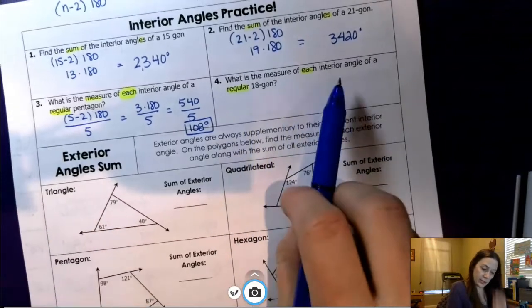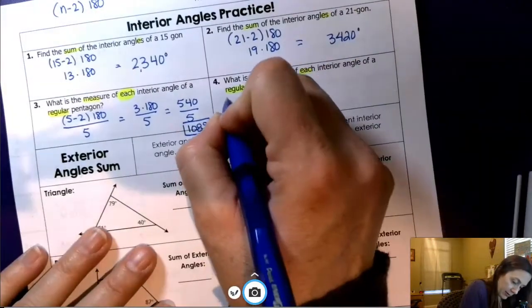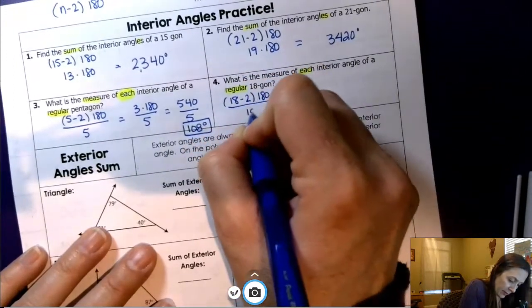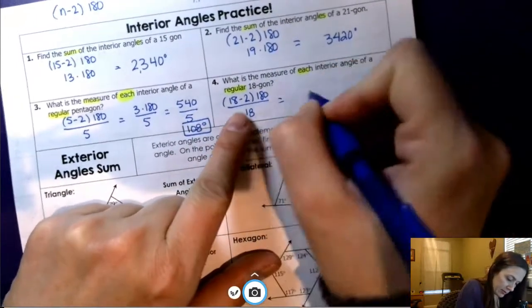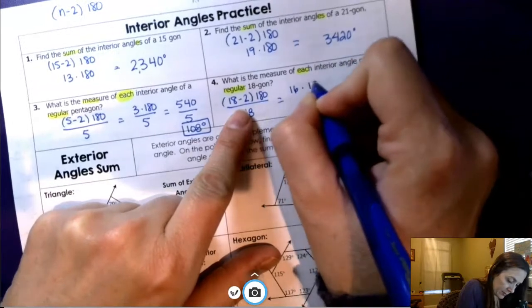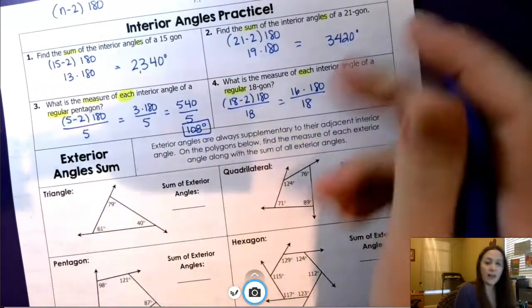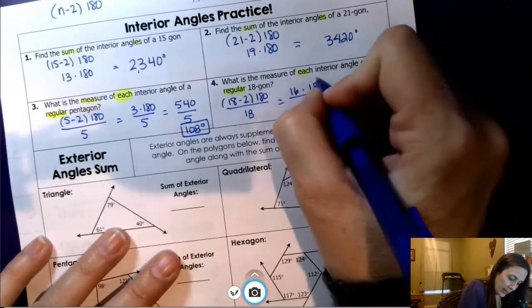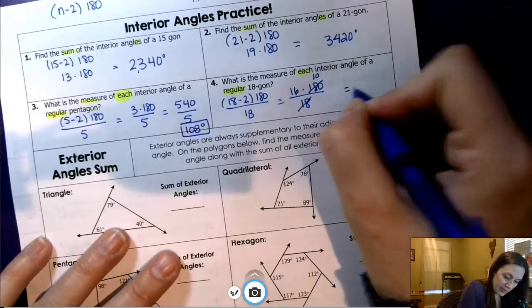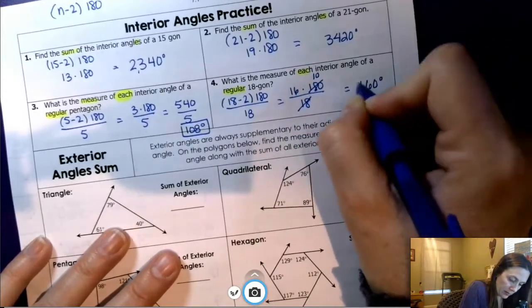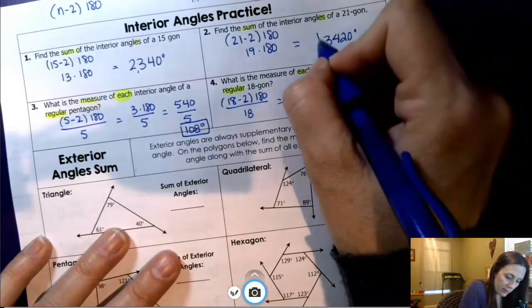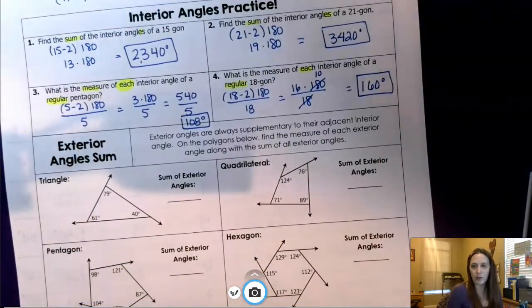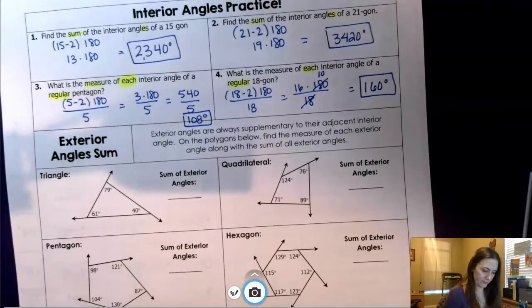What is the measure of each interior angle of a regular 18-gon? So this one may be a little trickier. 18 minus 2 times 180 divide by 18. 18 minus 2 is going to be 16 times 180 divided by 18. Now again, you can use your calculator for this, but this one's kind of easier by hand. 18 goes into 180 10 times. 10 times 16 is going to be 160. So always kind of look at that. I know you guys have calculators at your fingertips, but if there are ever things that you want to become familiar with some of these numbers and be able to work those out.